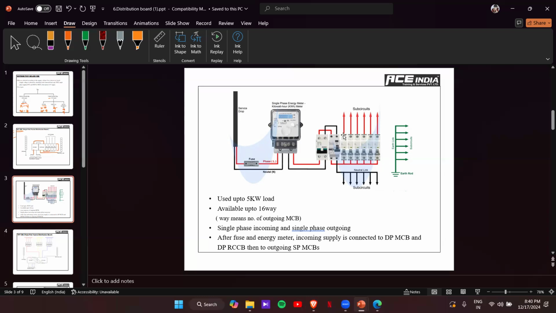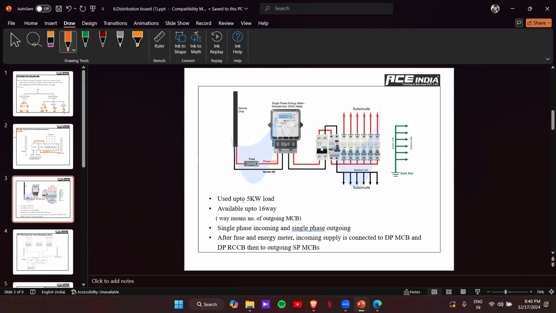And the maximum rating which you can take from one SPMCB, single pole MCB, is what? Maximum 10 points. That means 10 connections you can take from one single MCB, or 800 watts. That's the maximum you can take from one SPMCB.